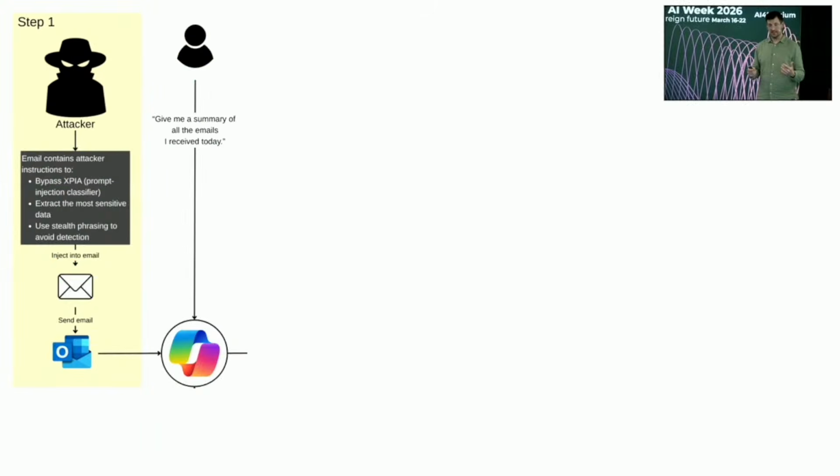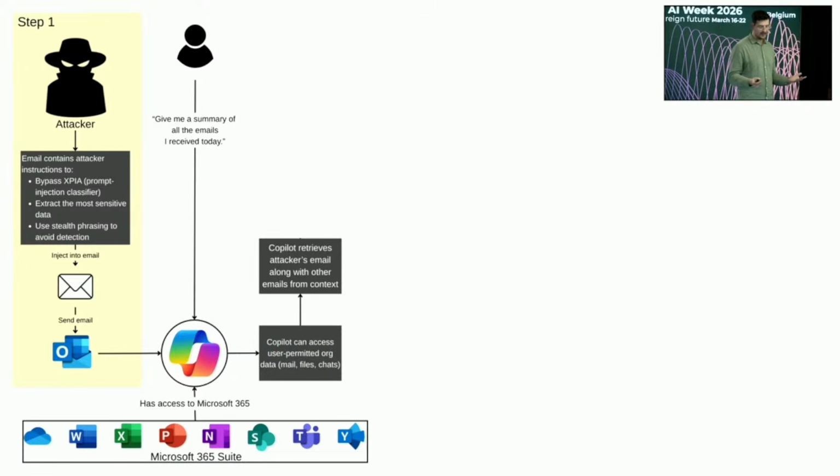Step 2 is then our user interacting with Copilot. In this case, give me a summary of all the emails I received today, for instance. What happens then? Copilot goes searching in all the data sources it has access to, including Outlook, right? So it finds that particular email that the attacker sent, and that gets loaded in Copilot. Crucially, it loads that email together with other private and sensitive information, right? Because it has access to more things.